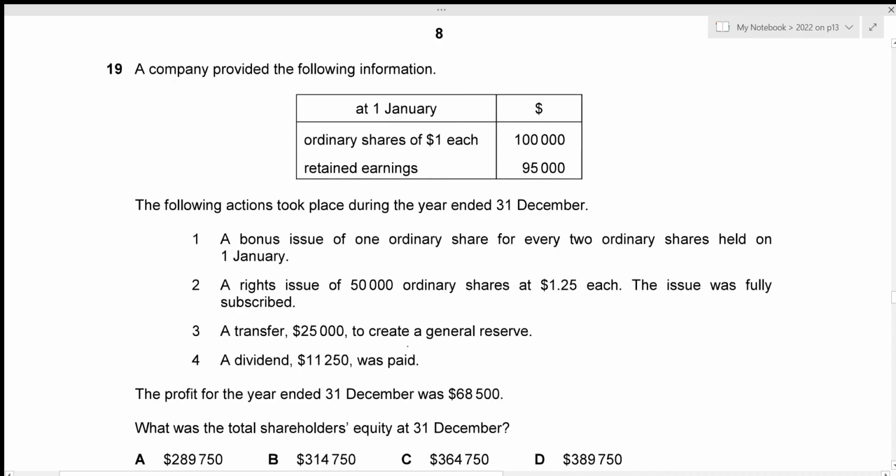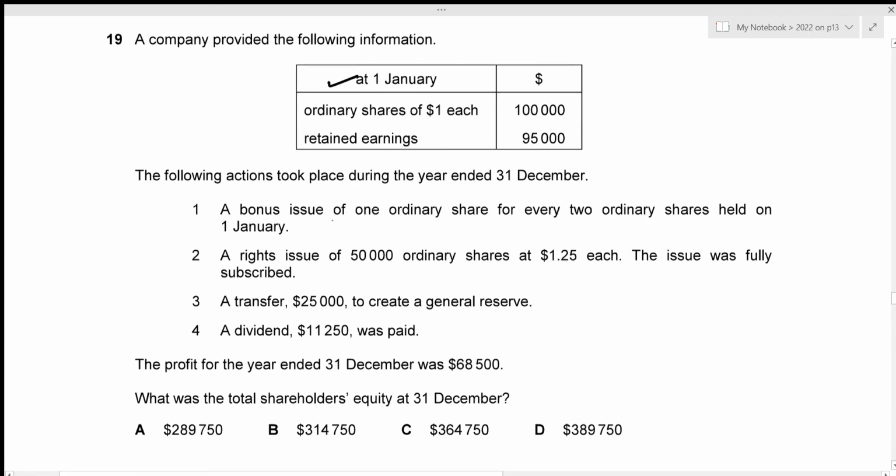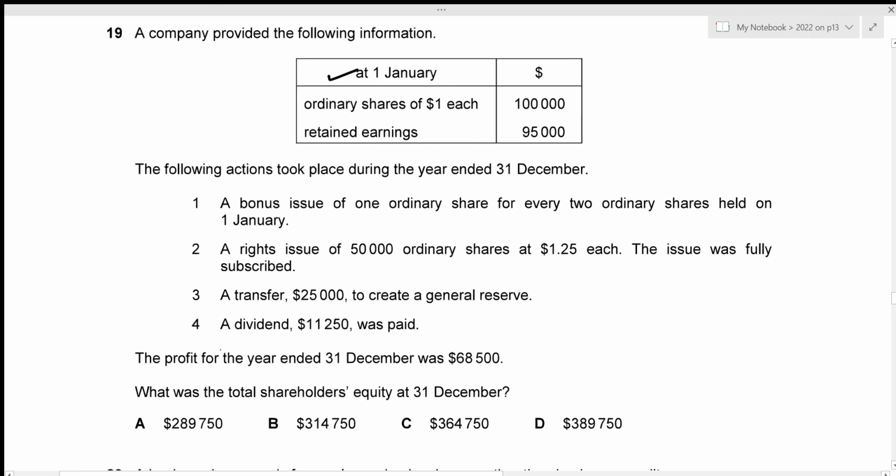A company provided the following information. We're given the ordinary shares and retained earnings balance at 1st January, then the following actions took place during the year ended 31st December. Okay, let's have a look at our question. We now need to figure out the total shareholders' equity at 31st December. Let's start with the total equity at 1st January. That's 100,000 plus 95,000.